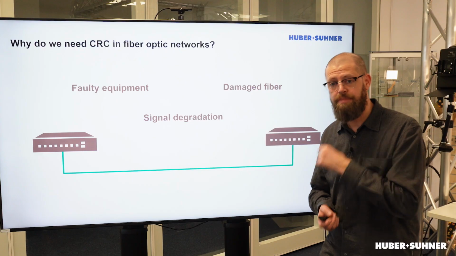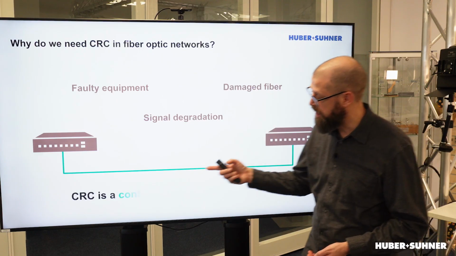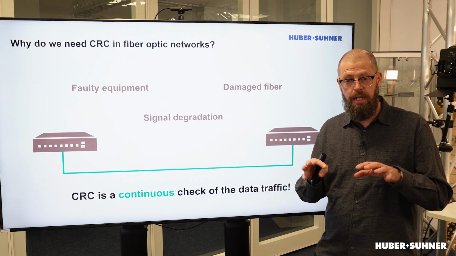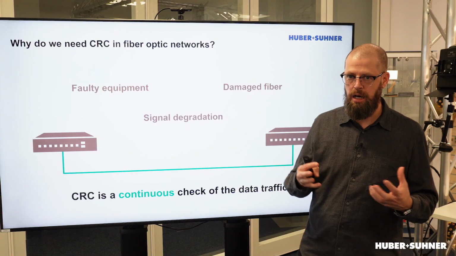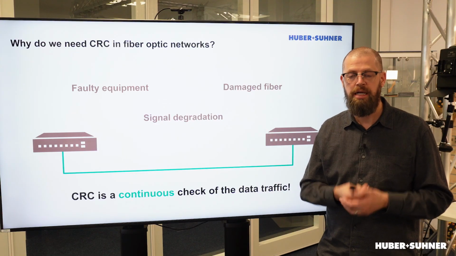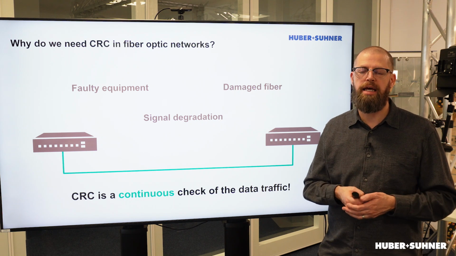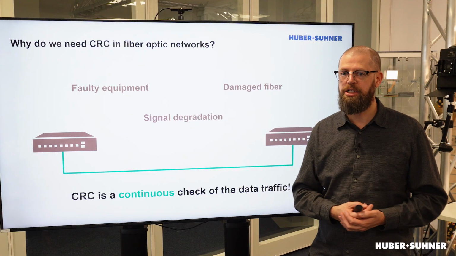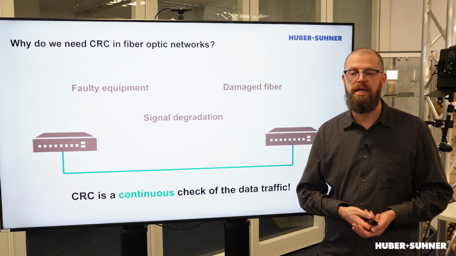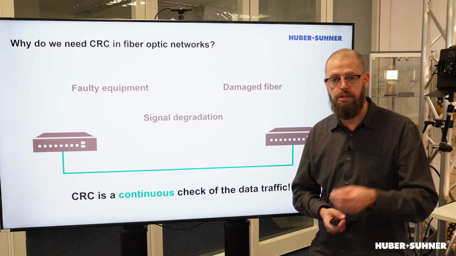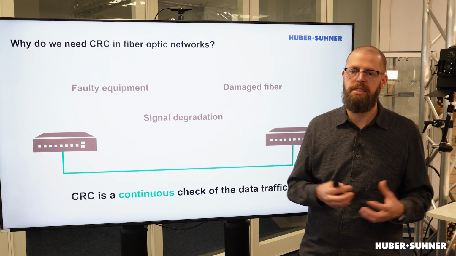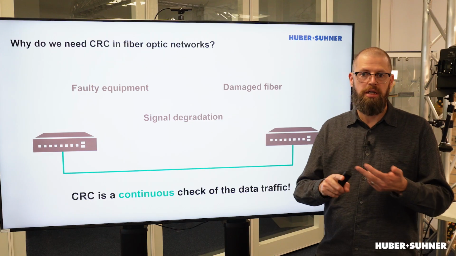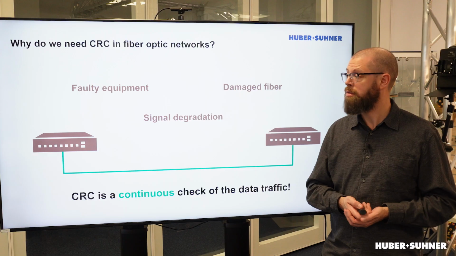But that is the absolute strong point of CRC, because CRC is a continuous check of the data traffic. And just to be clear, only because a CRC error has occurred, that doesn't mean that we've actually got a loss of data traffic. On the contrary, it is merely a very early indication that something with the fiber network isn't quite correct. But that is also the reason why CRC is used for so many different protocols. We're talking Ethernet, OTN, SONET, SDH, and also some control protocols.